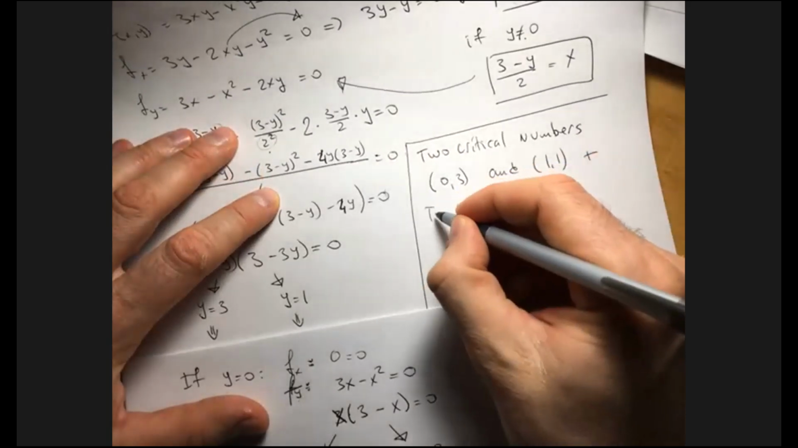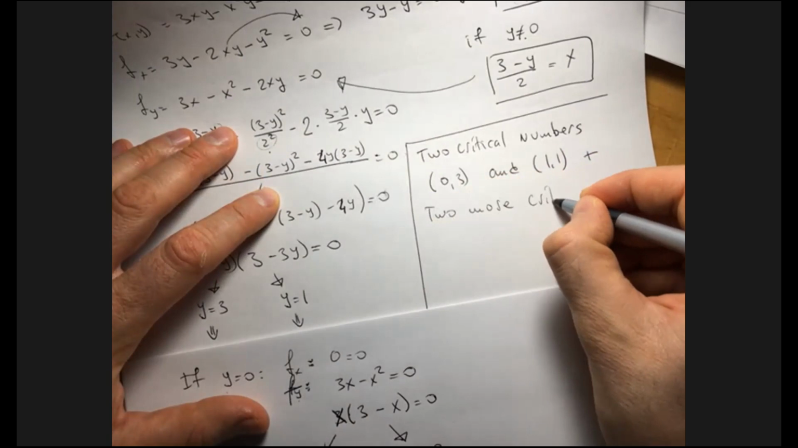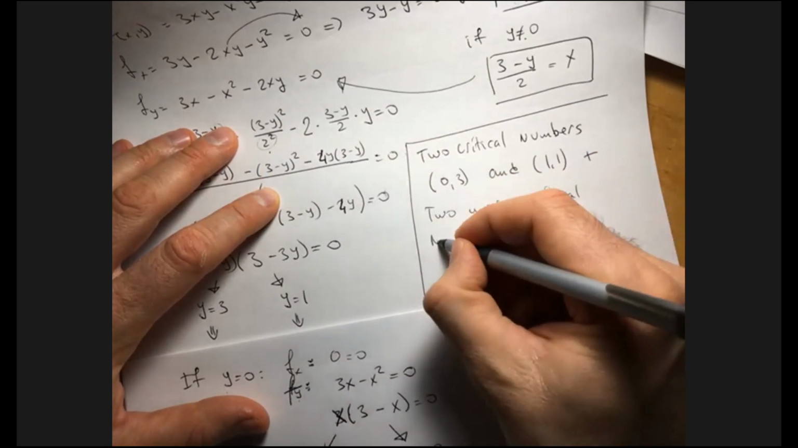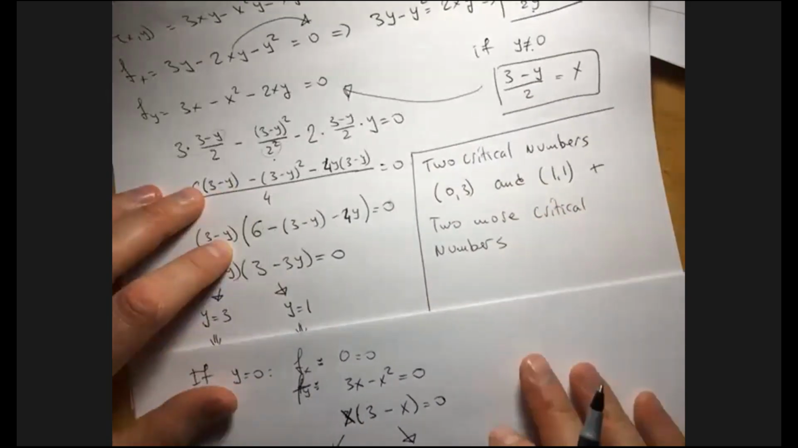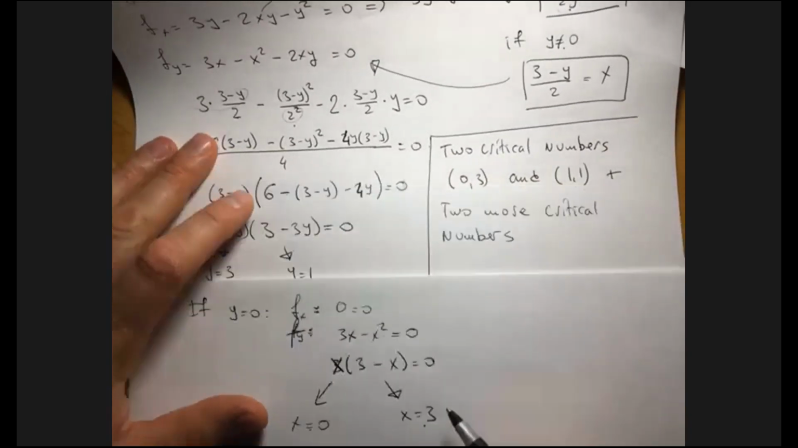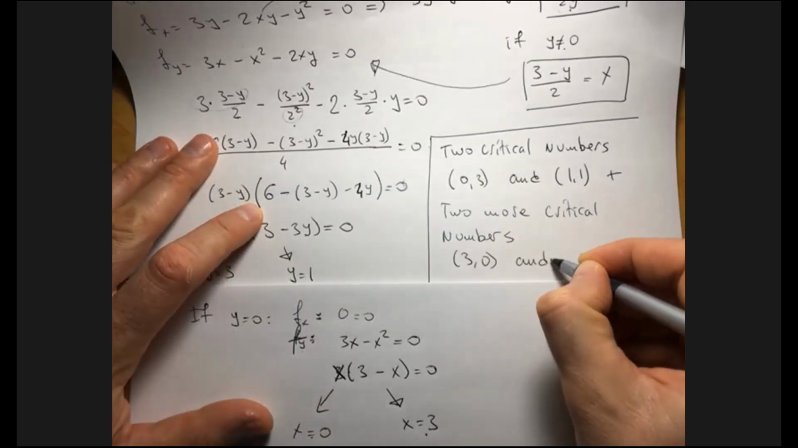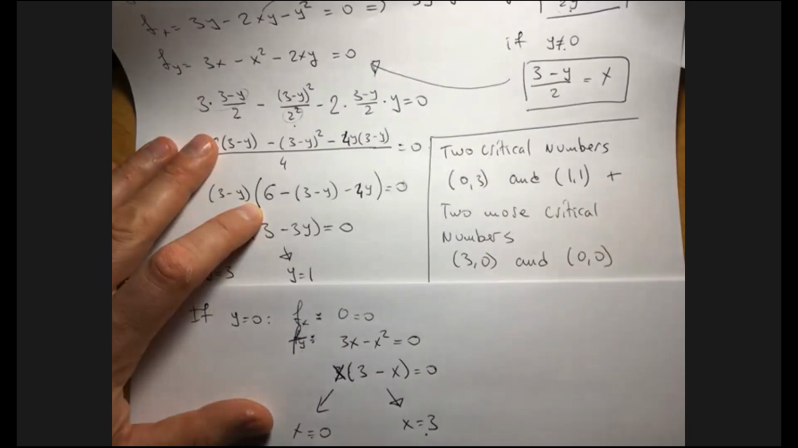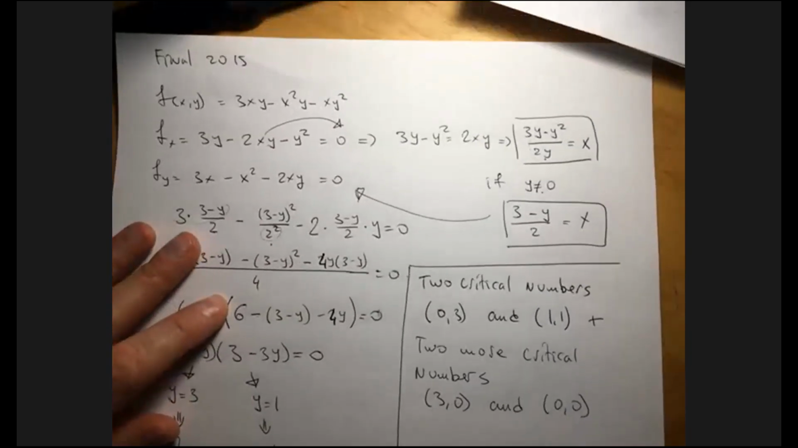plus two more critical numbers. As we said, x is 3 and y is 0, so (3, 0), and (0, 0). Any questions?